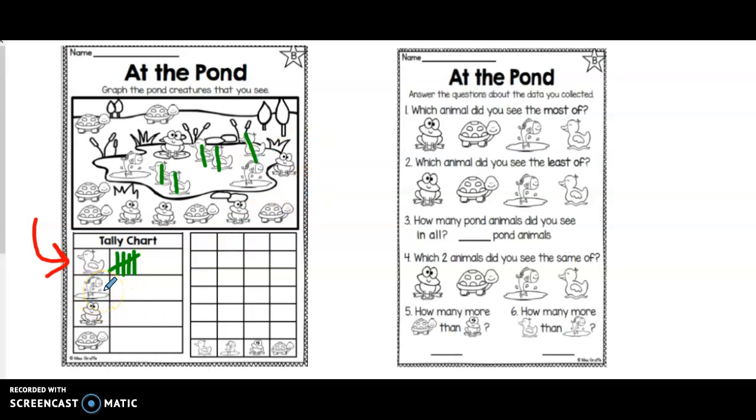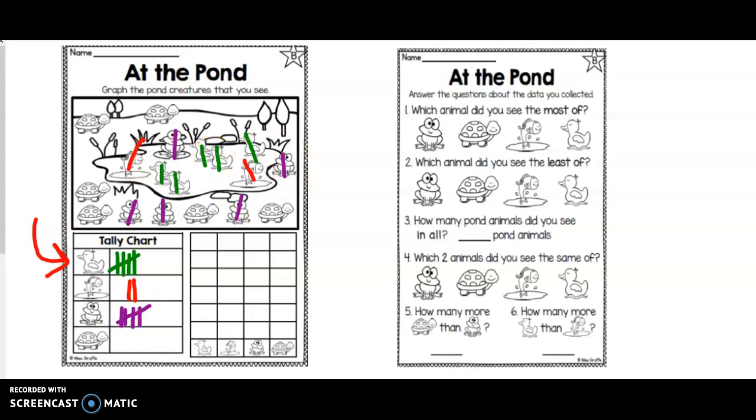Then next, they're asking the label to be fish. So how many fish are there? I'm going to change it to red. I'm going to count 1, 2. I only see 2 fish, so I'm going to count 1, 2 tallies. Then I'll switch it up to purple for frogs. 1, 2, 3, 4, and 5. 2, 3, 4, cross for 5.